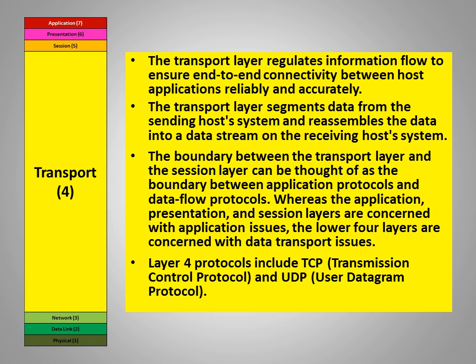Layer 4, the transport layer. This segments data, regulates information flow, and ensures end-to-end connectivity. Examples are TCP, Transmission Control Protocol, and UDP, User Datagram Protocol. Most crucially, it's the last of the bottom 4 layers, which deal with the flow of information across the network. The top 3 layers are concerned with the user's application, which I'll now pass on to my colleague Ivan Smith.